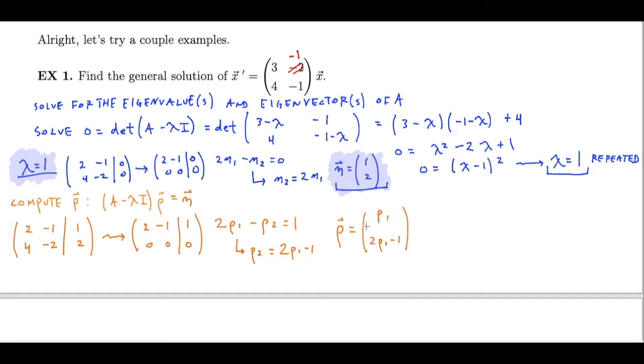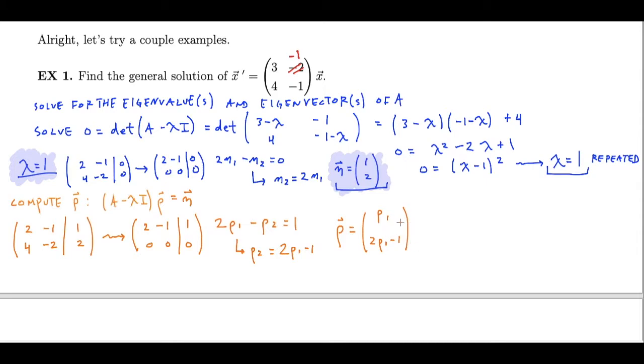Plugging those into an actual vector, this again says that I can choose any value I want for rho sub 1, and then rho sub 2, the second component, will be 2 times whatever this choice is minus 1. Now, typically when I'm building an eigenvector, I make a convenient choice for this free variable. I have to approach things in a slightly different way this time.